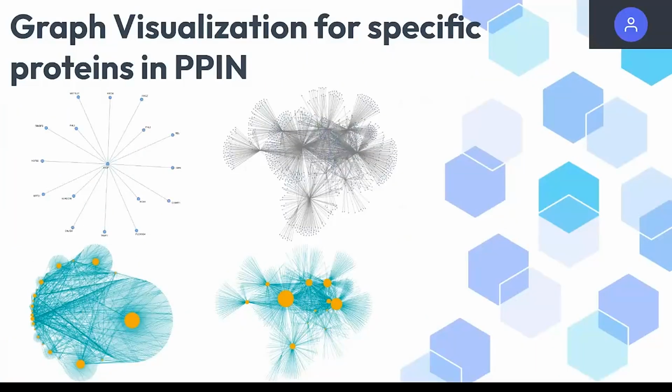Here, I will show how we visualize specific proteins within a protein-protein interaction network. The function we created takes a protein gene name and a chosen depth as inputs, and then generates a graph corresponding to the network. Depth 1 includes the target protein and its direct interactors. Depth 2 adds all proteins connected to those, and so on.